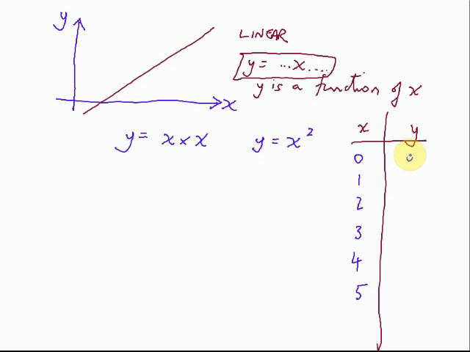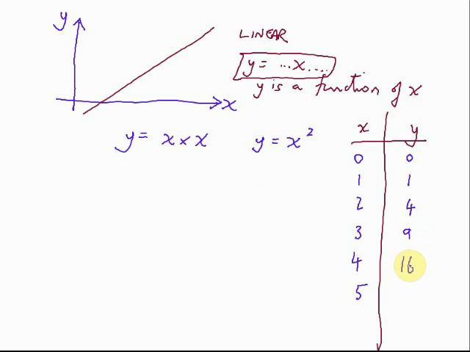Well, it's 0. And if x is 1, then y is 1 times 1. What's one lot of 1s? Well, it's just 1. And if x is 2, then y is 2 times 2. What's 2 times 2? It's 4. And if x is 3, then y is 3 times 3, and what's 3 times 3? It is 9. And if x is 4, then y is 4 times 4, and what's 4 times 4?